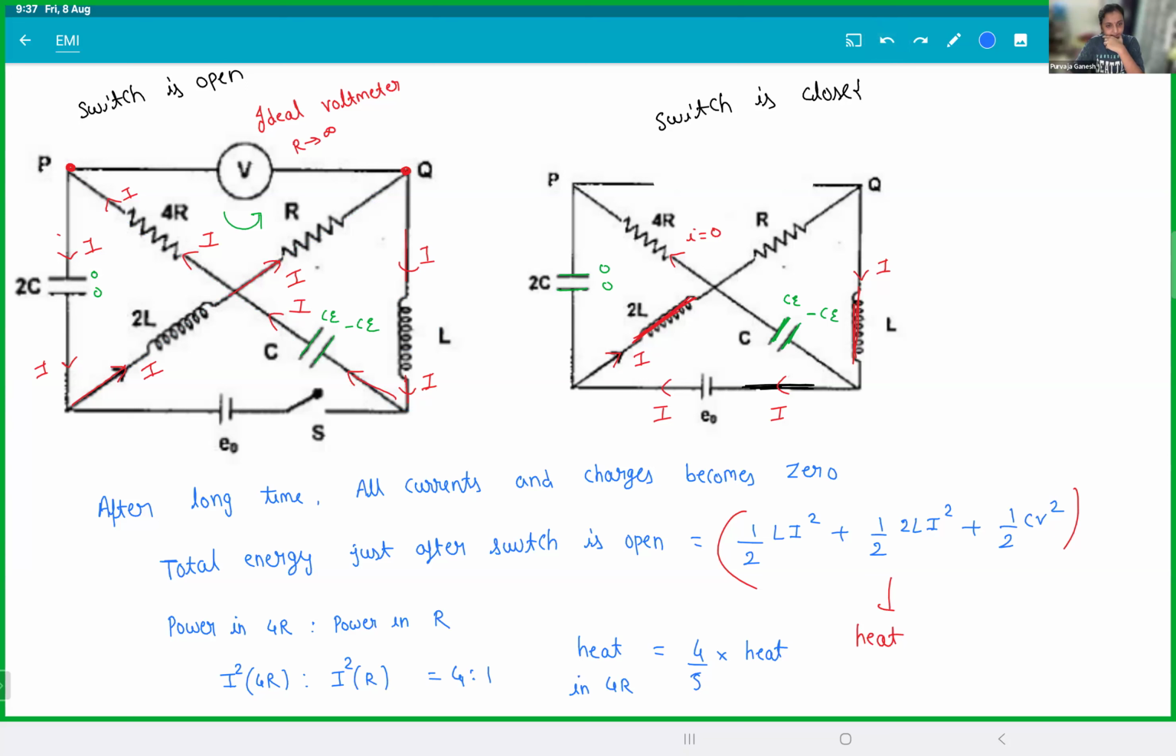The battery is not here. No one is creating current out of nowhere. Whatever current is there in the inductors, that only has to go somewhere. And both the inductors say, boss, we don't want to change the current, so both will try to drive the same current. Clear with this?